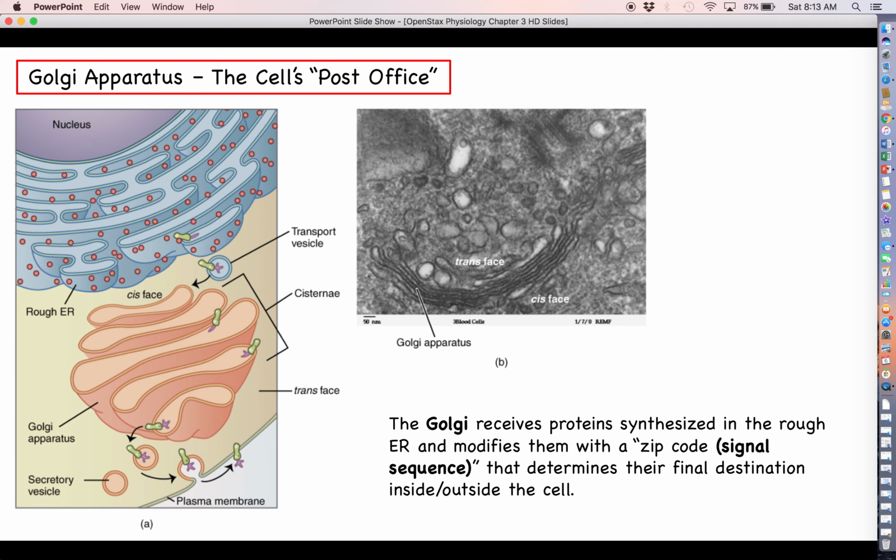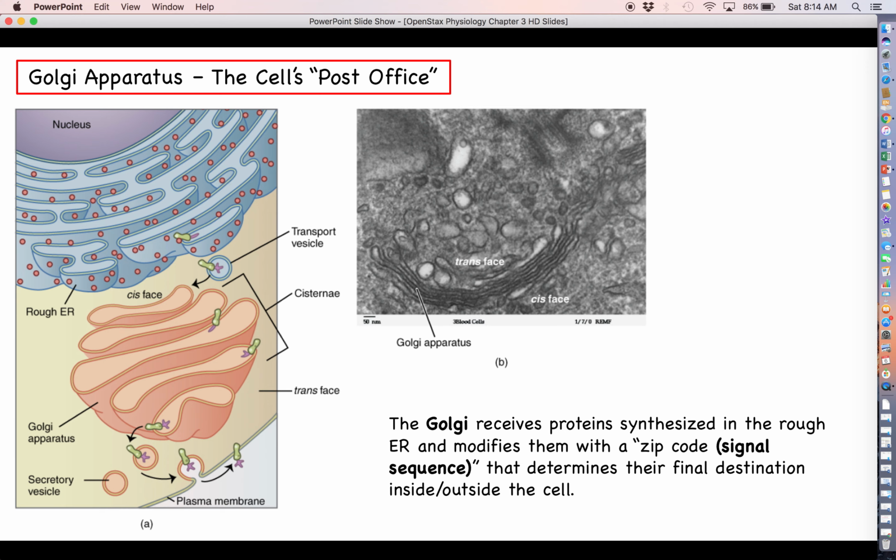So when a protein or a lipid has been made in the ER, it is going to bud off in a transport vesicle, just like what we saw before with exo and endocytosis. And that vesicle is going to fuse with the membranes of the Golgi apparatus. So the Golgi apparatus is this thing here that kind of looks like a stack of pancakes, right? There are a number of enzymes in the Golgi apparatus that are going to modify that protein or that lipid. Basically, they're going to slap a zip code on that protein or on that lipid. We call these signal sequences.